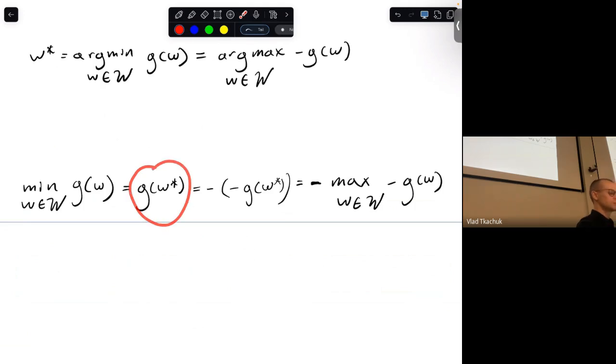If you have g of w, it's clearly equal to the negative of negative g of w. We know this, and we know that negative g of w, this thing, is exactly equal to the maximizer of this.